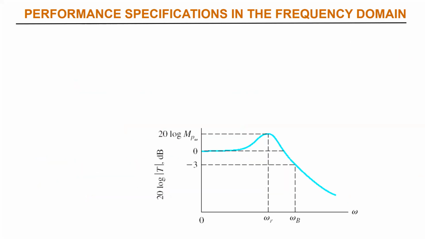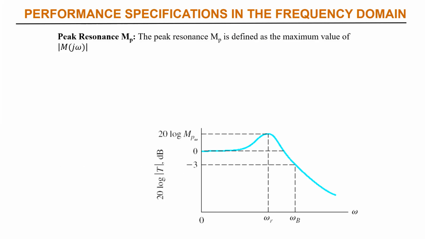So basically, if we sketch the magnitude, we are going to get a shape like this, which is very similar to what? This is for the second order system. How does this resemble? Low pass filter. It also looks like the overshoot in the second order system.